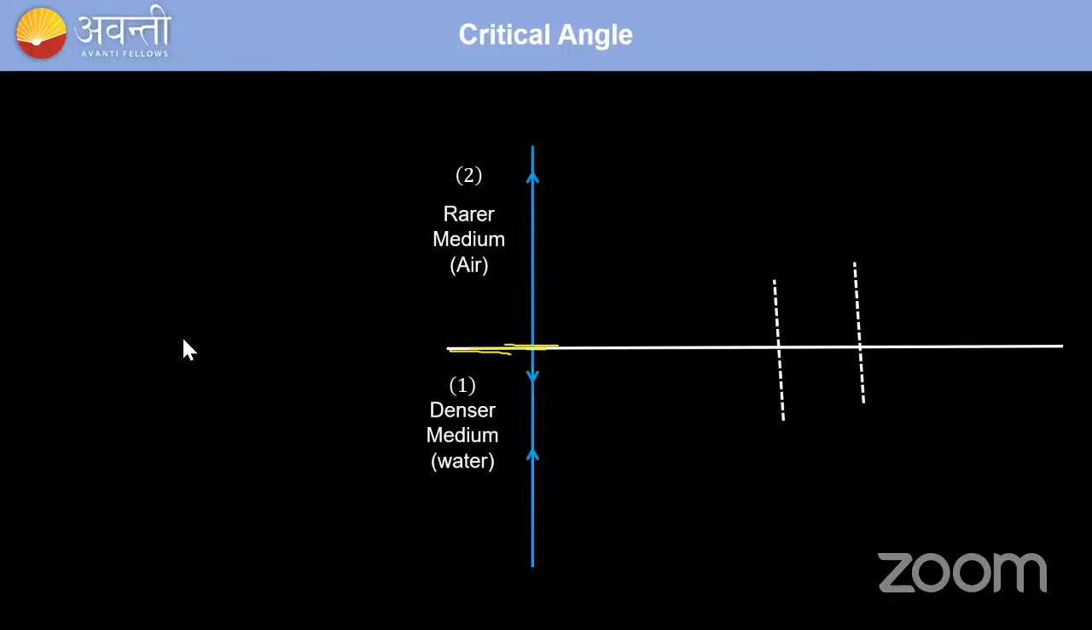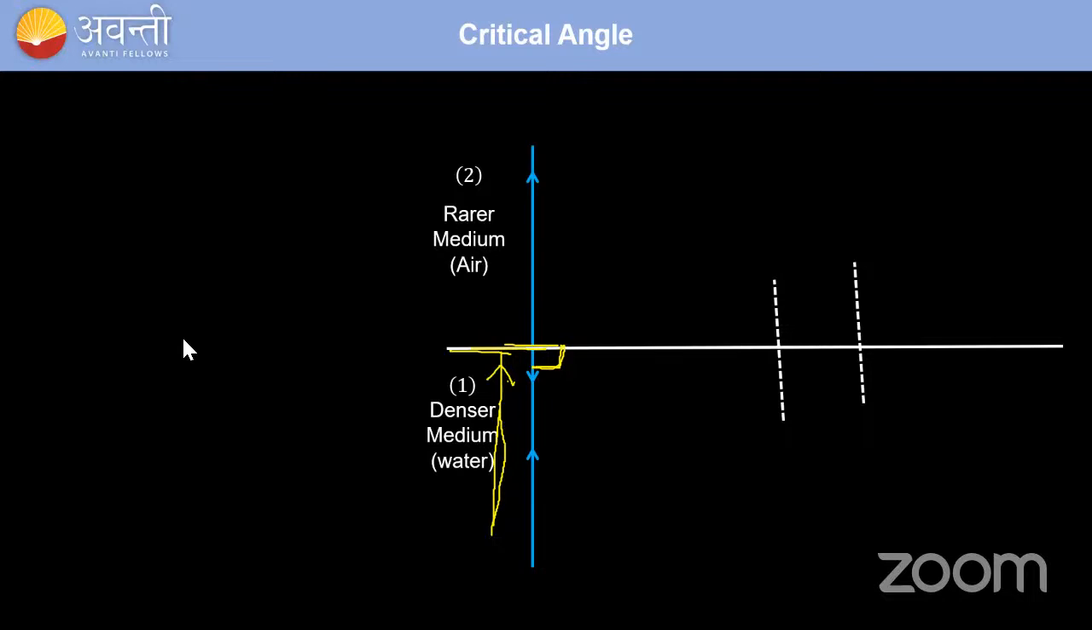We will allow light to fall from denser to rarer media. Here, the light is incident on the denser media, and after that it will refract into the rarer media. First, the light we have taken is at normal incidence. So normal is this, incident light is this. The angle between normal and incident ray here is 0 degree, so it will not refract. It will go straight like this.